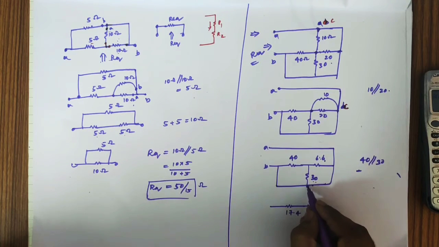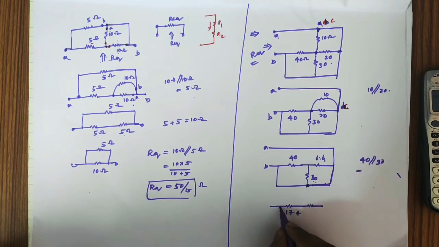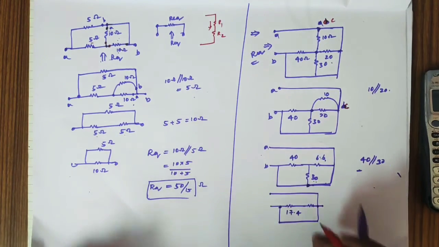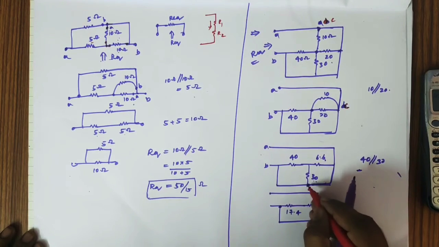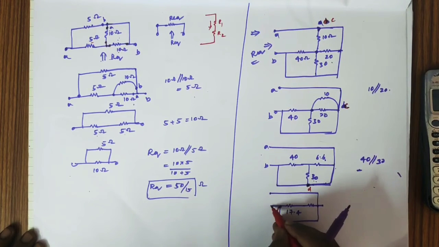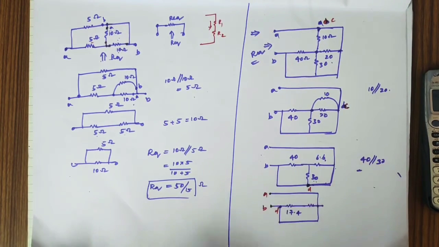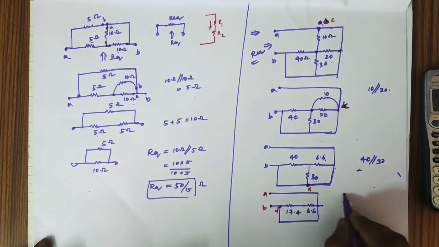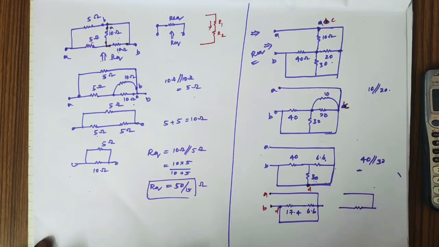So the circuit is there now. You got this point. This is the thing you're getting. So let us say this is D. So you combine these two, and this D point, the wire, it is connected like this. So A, B. Again these two things are in series. We'll add that. So 17.14 plus 6.6, you got the value of 24 ohms.